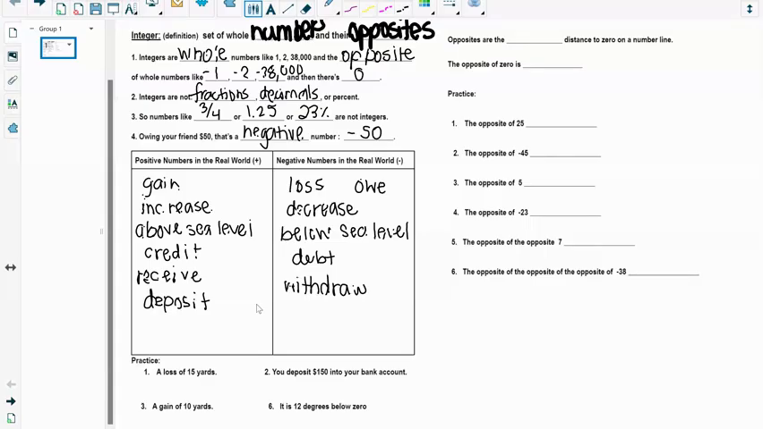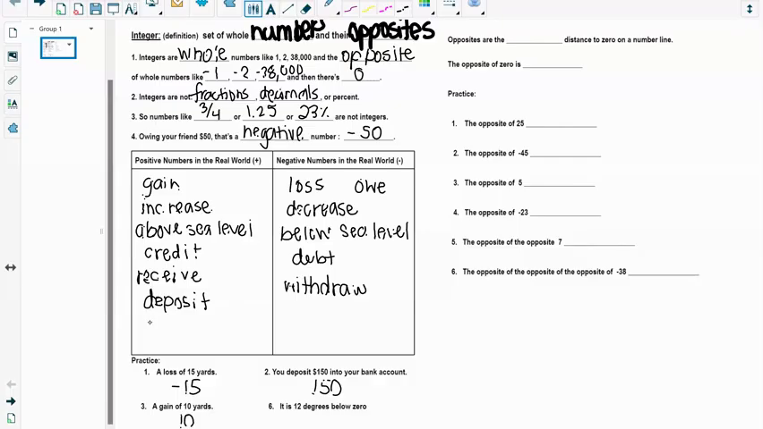All right, if we're watching now, we should already have these answers written down. A loss of 15 yards would be a negative 15. You deposit $150 into your bank account, so that would be a positive 150. Remember, we don't write the plus because we assume numbers are positive unless they have that negative sign. A gain of 10 yards would be a positive 10. And 12 degrees below zero. Ooh, this is one we didn't put in our table that we'll want to add: temperature.